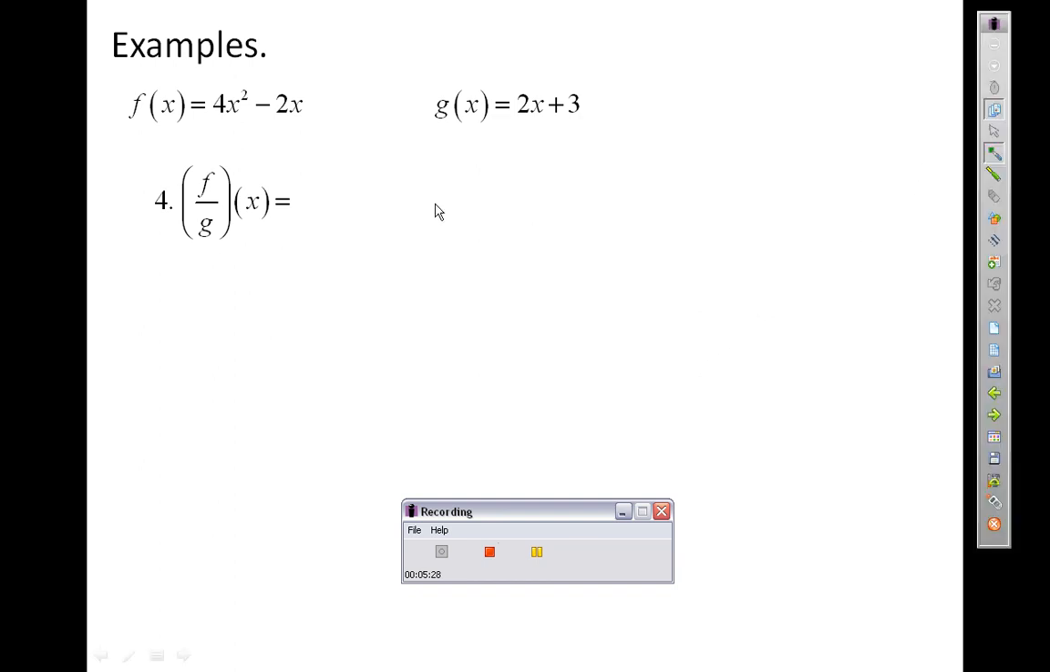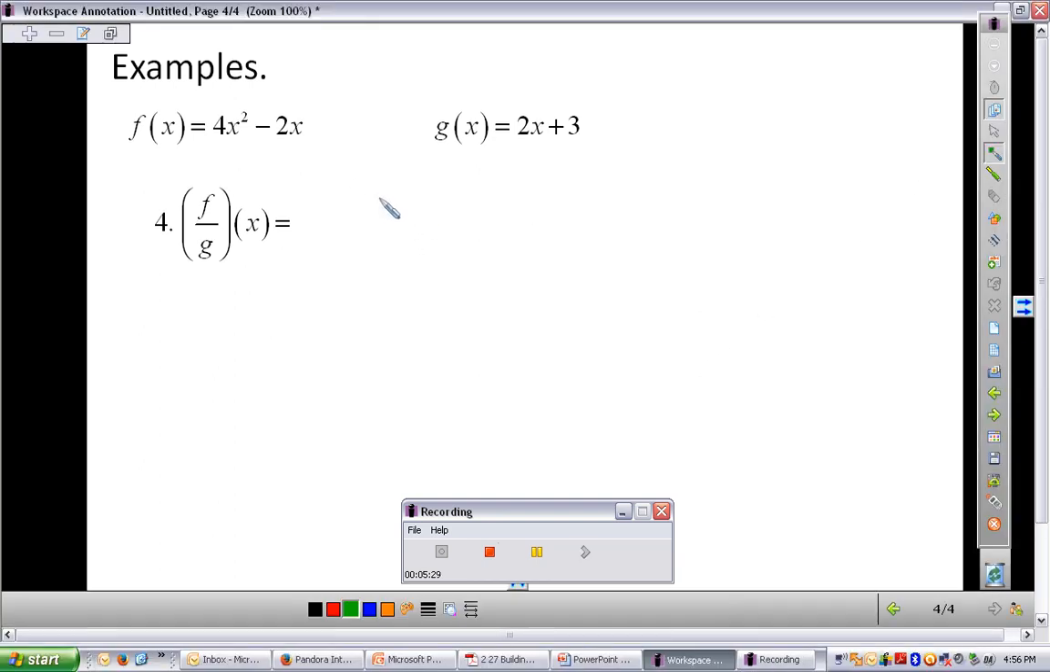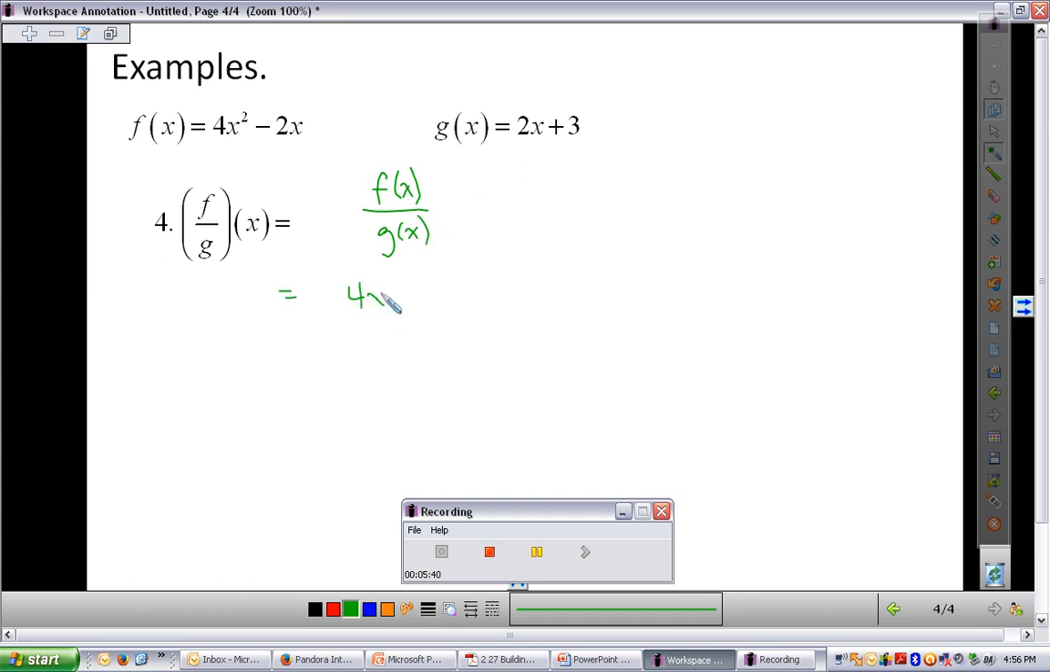This time we're looking at, as you can see, f divided by g of x. So again, another way to think about this is f of x divided by g of x. So let's take a look at what f of x is. So 4x squared minus 2x over g of x, 2x plus 3. I cannot reduce anything, so right here is what I'm done.